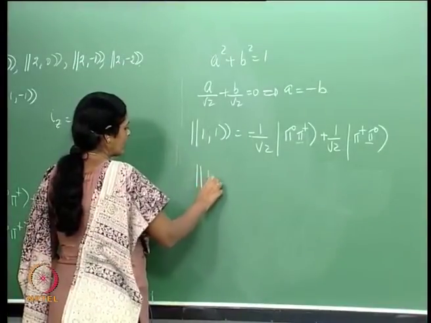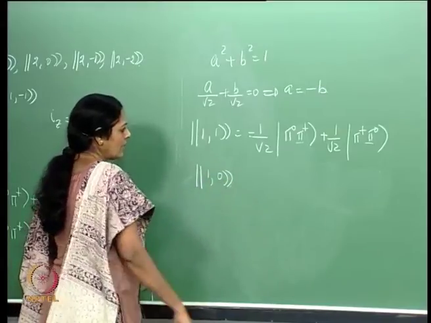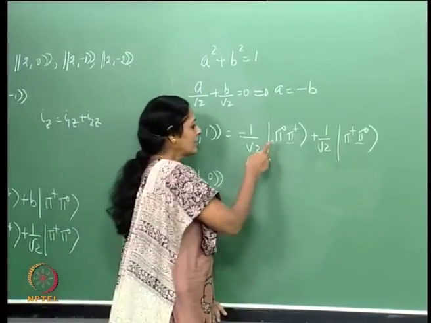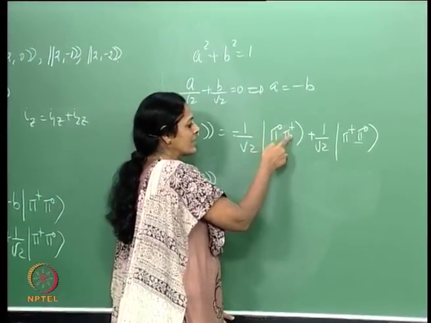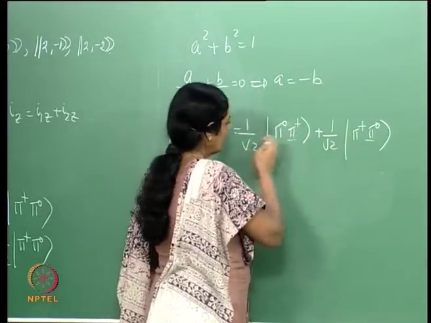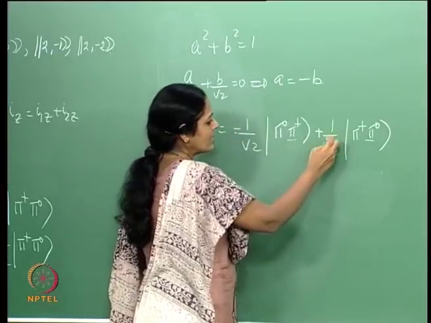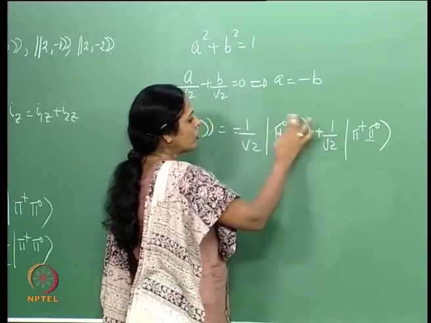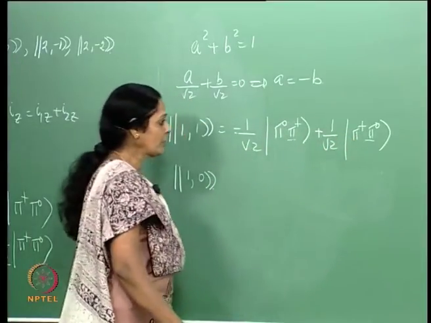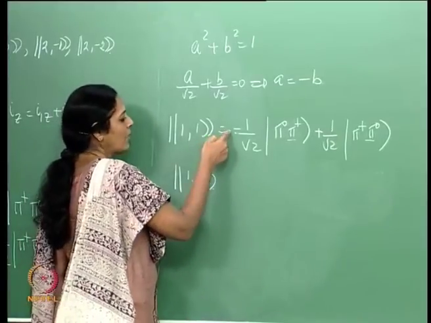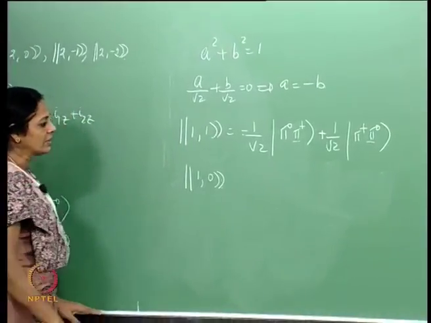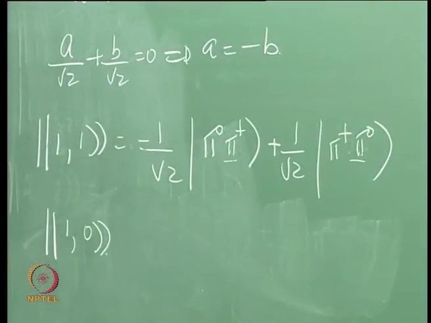Now, I need to get 1 comma 0. Notice that 1 comma 1 is an antisymmetric state. It is antisymmetric under interchange of the I1z and I2z values because this state has an overall negative sign and that has an overall positive sign here, and therefore, when I interchange pi naught with pi plus, which is the same as interchanging the iz values of the individual particles, I pick up an overall negative sign. So, this is antisymmetric on the interchange of the isospin labels.